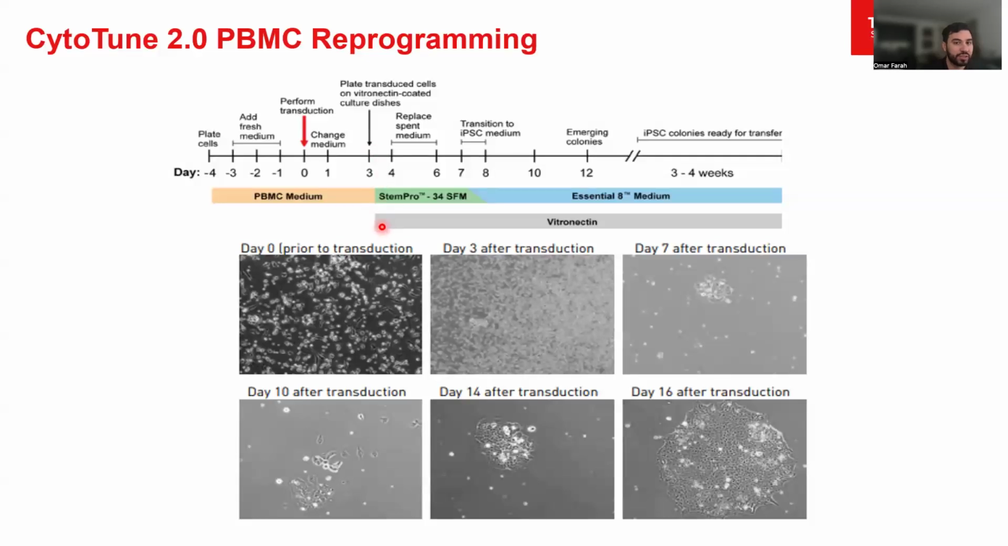And only on day 3 do we actually start to plate those cells down onto a matrix-coated plastic and start to shift again, moving away from the PBMC media. Now we are going to move to a media that's specifically for those hematopoietic progenitors to help push those along because they reprogram pretty well. And then on day 7 or 8, just like before, transition into the PSC media to help support the emerging PSC colonies that are going to be coming up.